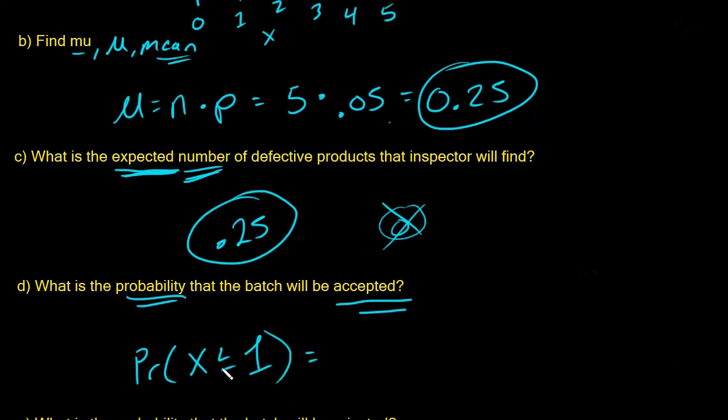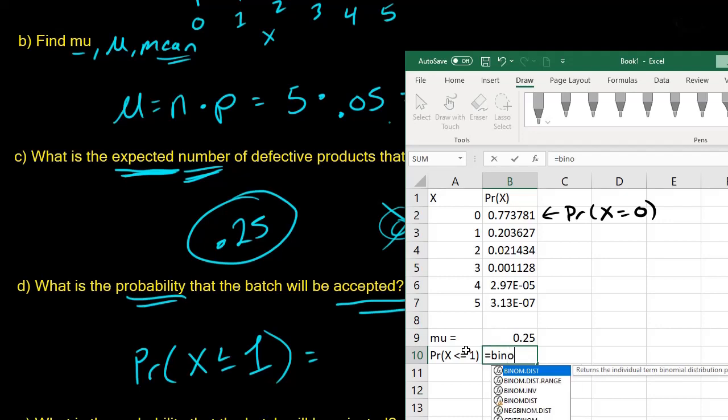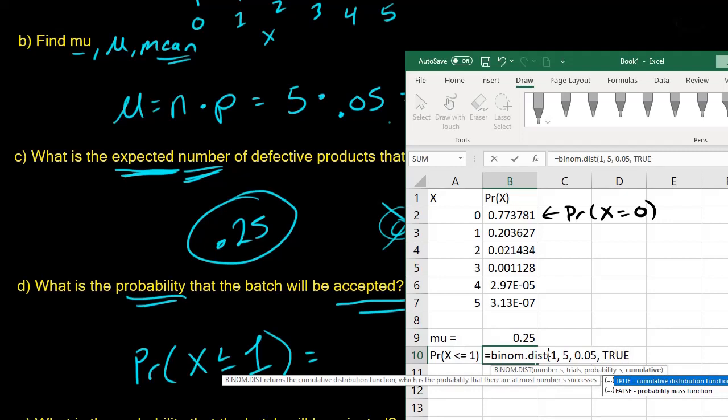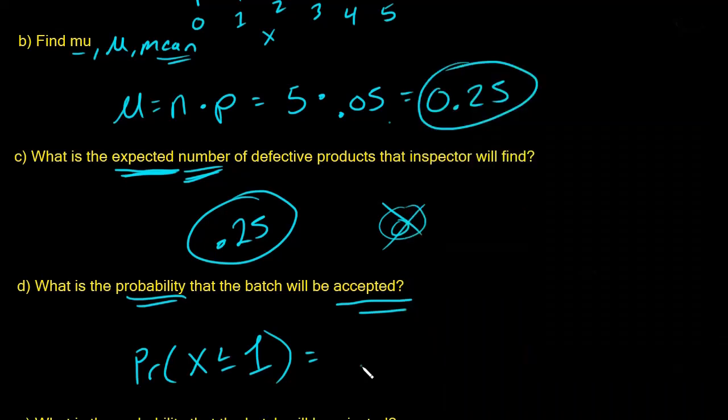All right, so I can use Excel, and I can find the cumulative distribution here. Let me go to Excel. So probability that x is less than or equal to 1. This is binom.dist. The number of successes is 1 right here. The number of trials is 5. The probability of success is 0.05. And now since we want to find probability x is less than or equal to 1, we will use true for cumulative. Okay, and so there we go. That's my answer, 0.9774.